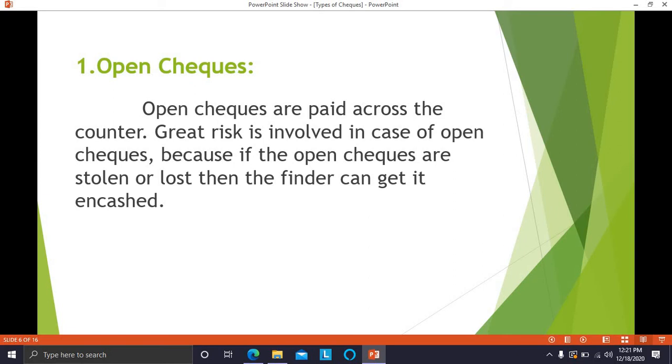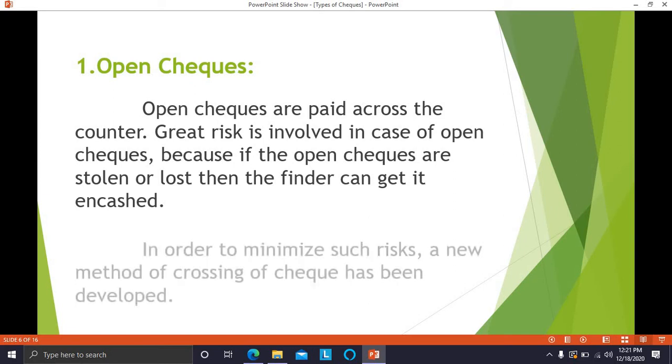There is a great risk involved in case of open checks. What risk? If open checks are stolen or lost, then the finder of the check can get it encashed. If anybody else, a third person, gets that check, he can go to the bank and get it encashed. So there is a risk involved in case of open checks. These are also known as bearer checks.